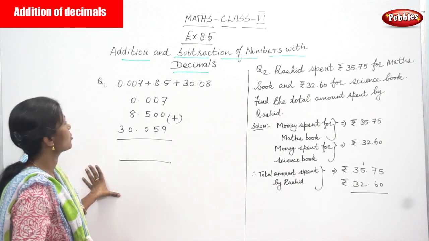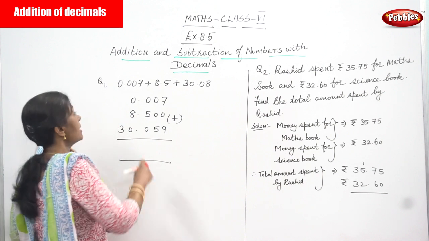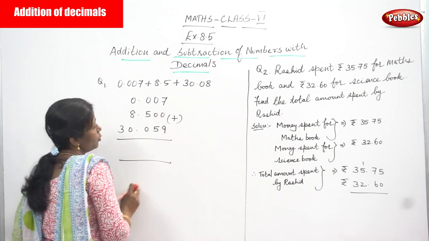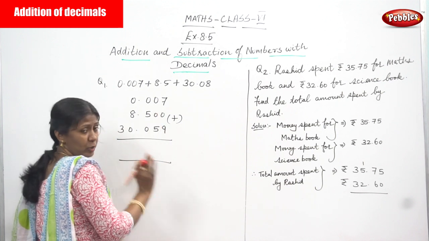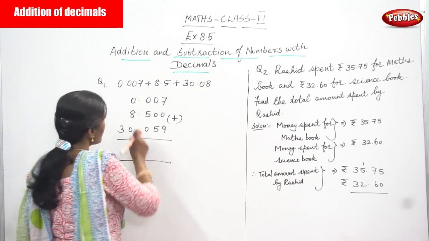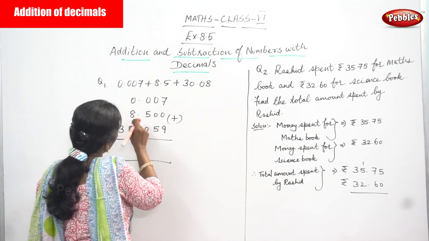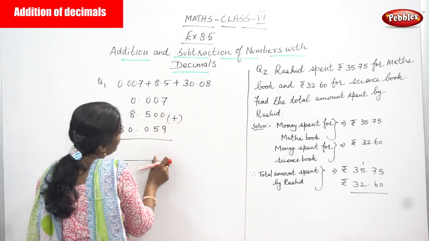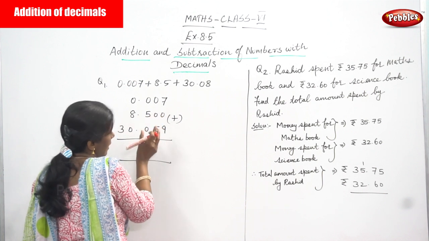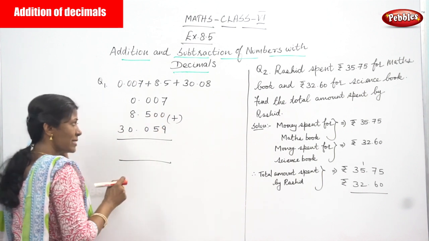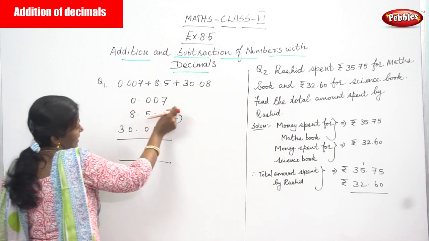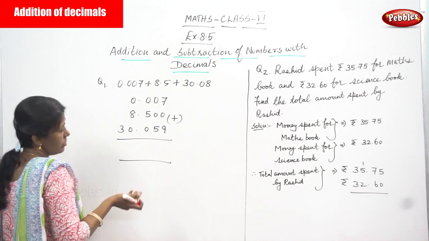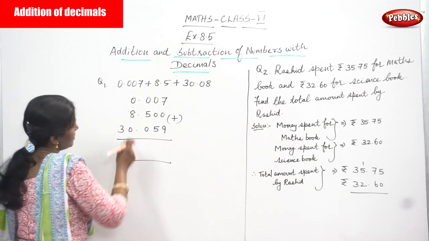So addition of numbers with decimals, question number 1. 0.007 plus 8.5 plus 30.08. First we have to arrange. It's just like a normal addition, but it is a decimal. First 0.007, after that 8.500. You have to write the numbers in a proper order. That is very important in decimal.